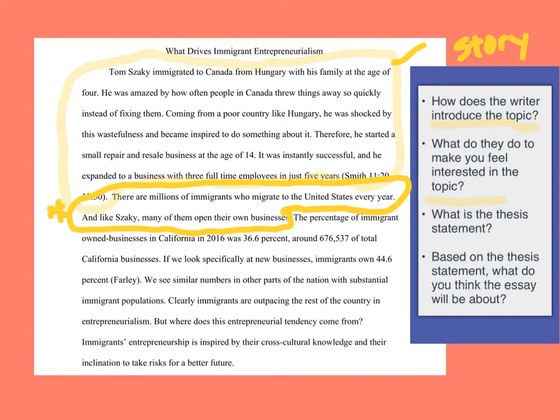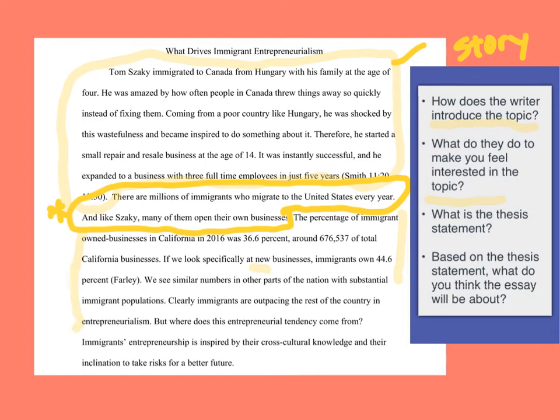Then as we continue, we can see some facts and figures that give us some background about immigrant entrepreneurialism. The percentage of immigrant-owned businesses in California in 2016 was 36.6%. So this is around 676,537 of the total California businesses. And if we look specifically at new businesses, immigrants own 44.6%. We see similar numbers in other parts of the nation with substantial immigrant populations.